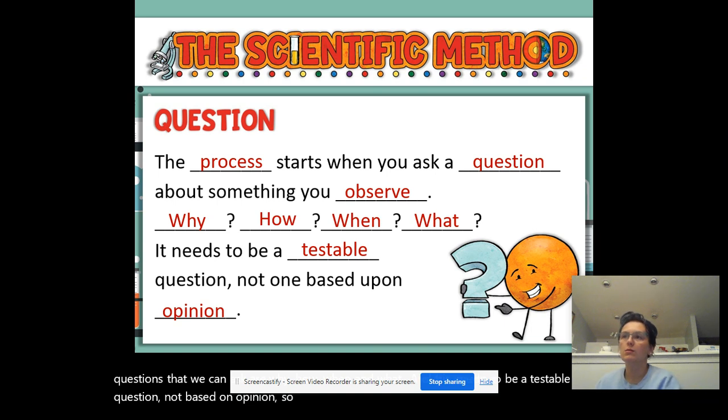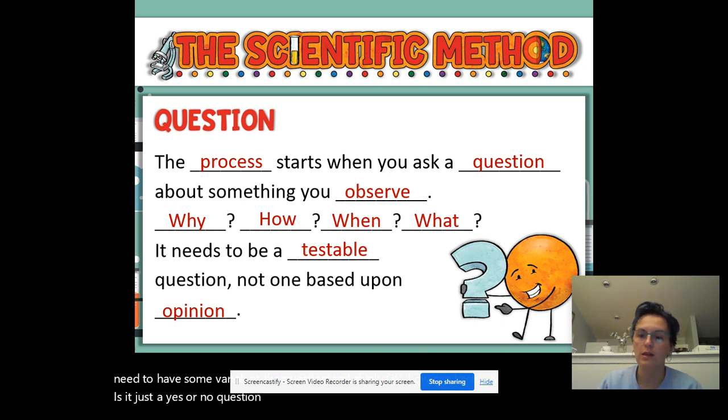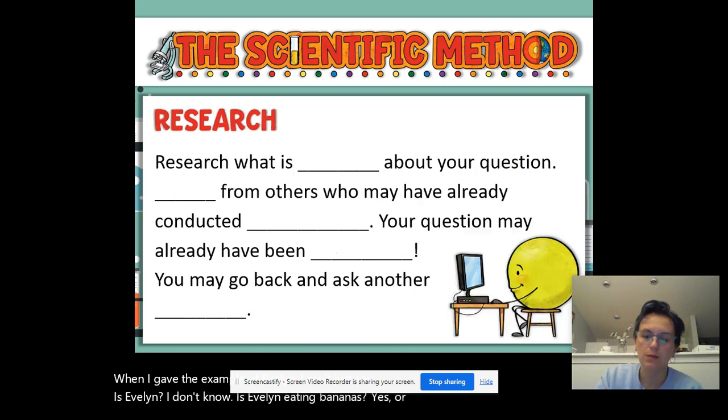So when we say it's testable, we need to be able to look at the problem, look at the question, and think, okay, how can I actually test it? We need to have some variables. We need to be able to see, is it just a yes or no question, or is it more detailed? Okay, so when I say yes or no question, when I gave the example of Evelyn, I can't just say, is Evelyn eating bananas? Yes or no? Okay, it needs to be testable.